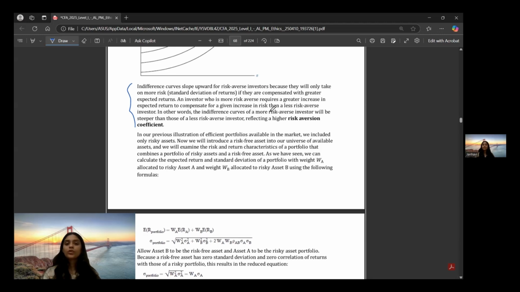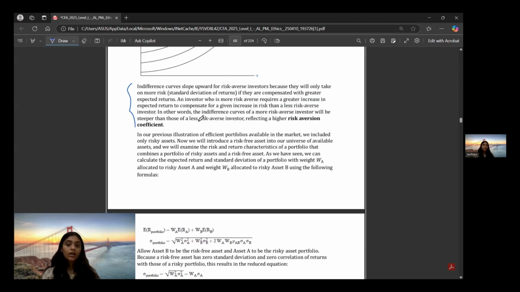Here they have just compared a more risk averse investor and a less risk averse investor. So the greater the risk averse investor you are, the more expected returns you'll expect to compensate your risk taking willingness.